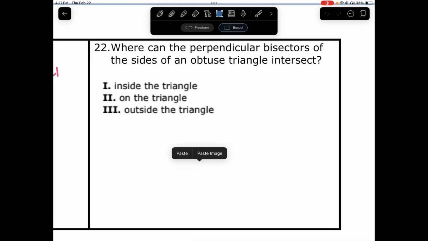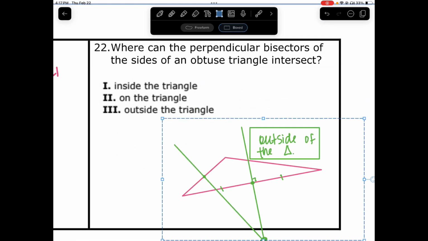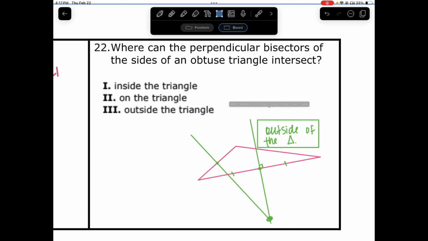All right. So as you can see here, I've drawn an obtuse triangle. I've drawn 2 of the 3 perpendicular bisectors. All right, so we see that they are intersecting here outside of the triangle. And that's all.